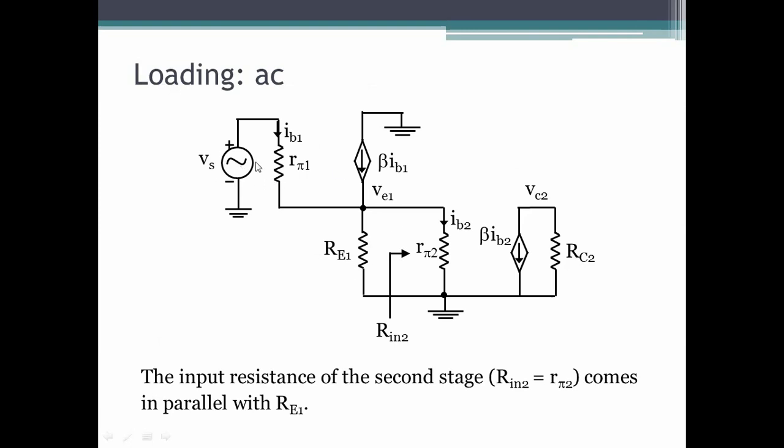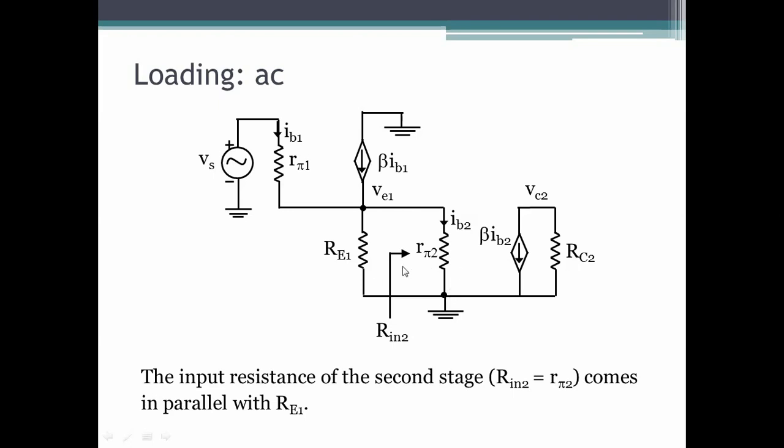This is Vs, this is R pi 1, beta IB1 and RE1. This is the AC circuit of the first stage. This is the AC circuit of the second stage. So this is a common emitter stage. This is a common collector stage. The output of the first stage is connected to the input of the second stage.